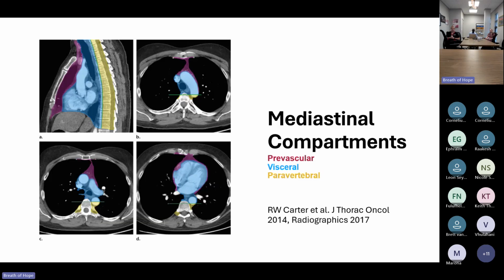And this is quite a nice CT scan looking at the three spaces, which you can also classify as prevascular, which, if you look at my head, is your prevascular area. Then you have your visceral compartment, where your heart and great vessels are. And then you have the paravertebral compartment.